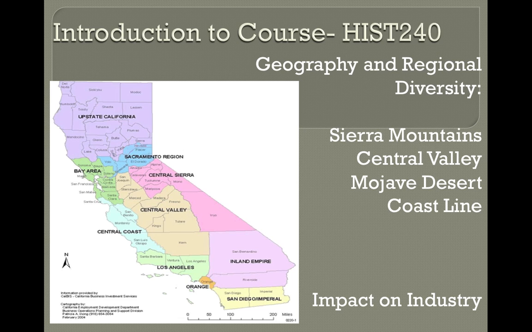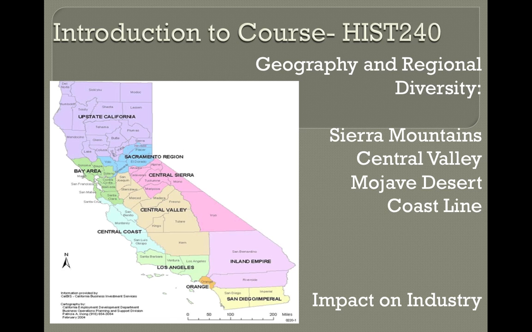History 240, Introduction Course. This is the history of events in California. Geography and regional diversity. California history begins with its geography and regional diversity. As we can see, there are many different regions in California.